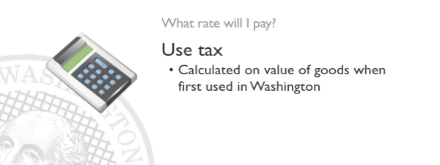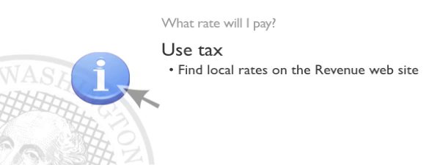Sometimes a depreciated value is determined if the goods are used outside the state for a lengthy time before use in Washington by the same person. You can find local rates on the Revenue website or from the links to the list of local sales and use tax rates and the tax rate lookup tool at the end of this presentation.